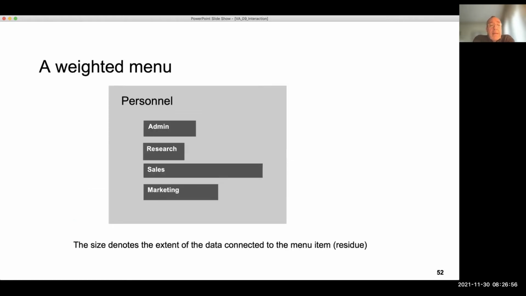Here we have another idea. Very simple, very effective. I never saw it implemented. Just you have a menu about some people, employees in a company.